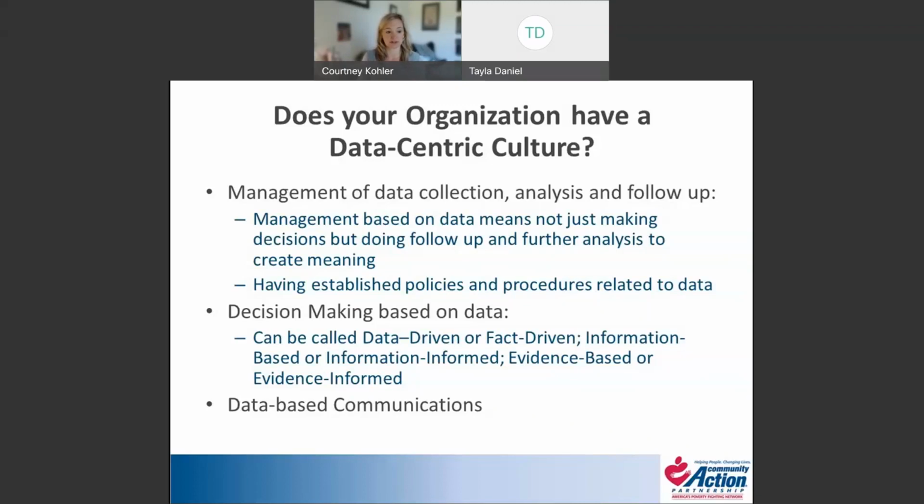A data-centric organization would have communications that are based on data that are telling the story of what your agency is doing, of your results, and that there are communications that are specifically based on that. And also thinking about what your organization's overall communication strategy is and how that might tie back to data in your community as well as data in your organization, as far as things like target audience, preferred methods of communication, that sort of thing.